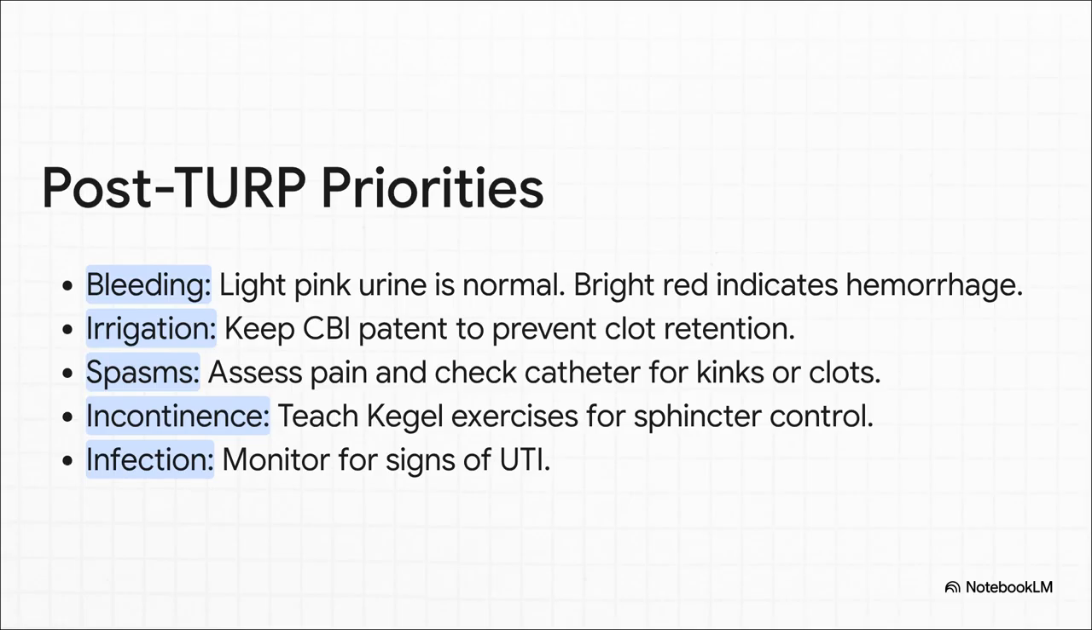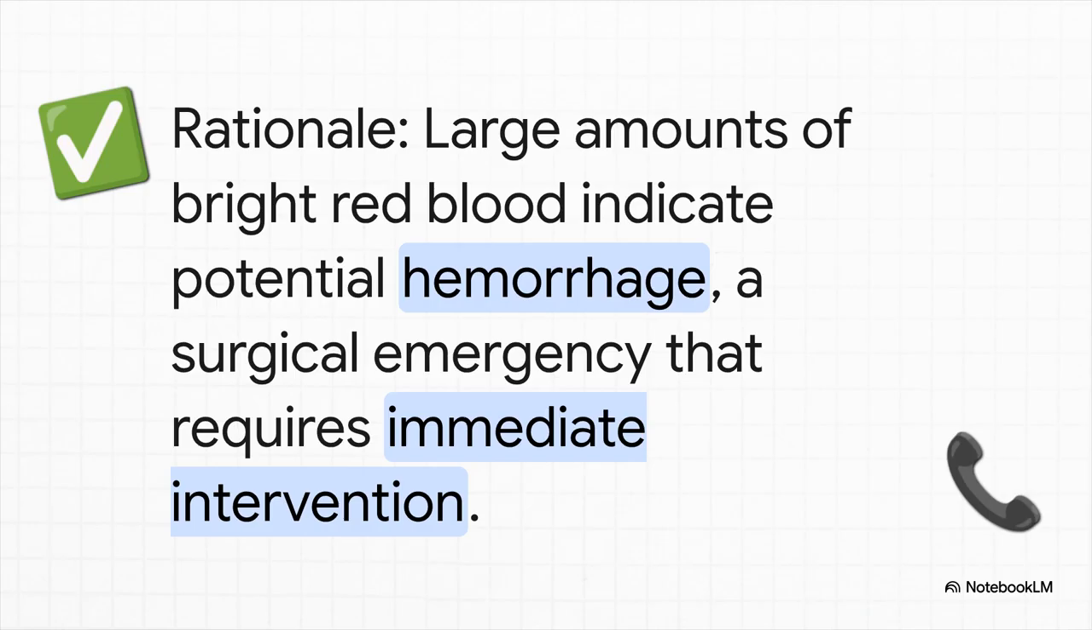A light pink, kind of fruit punch color is okay. But bright red urine, looking like ketchup, that is a huge red flag for arterial bleeding, and it's an emergency. We're also managing the CBI to prevent clots, treating painful bladder spasms, and teaching Kegels for long-term continence. This kind of vigilance is exactly what makes a safe practicing superhero nurse. The answer has to be D.